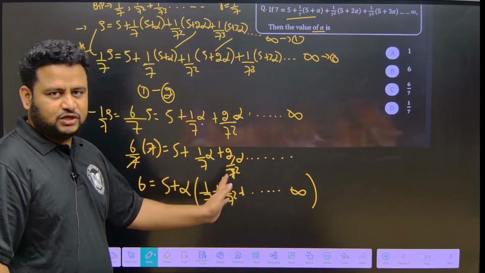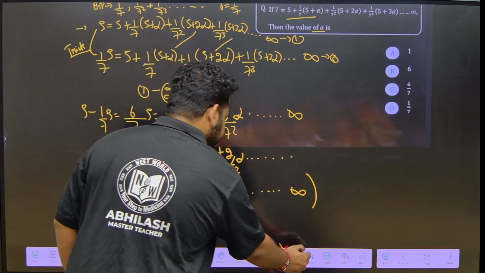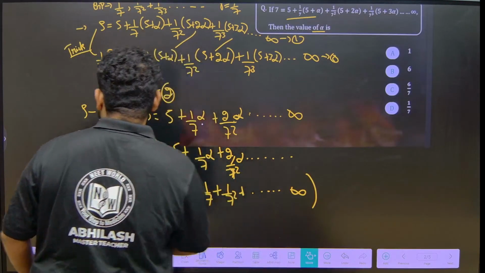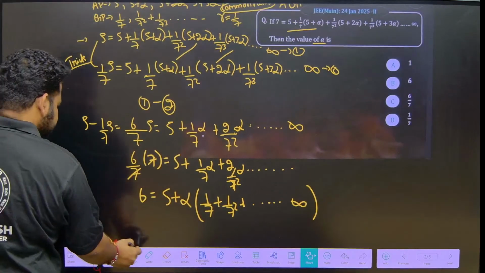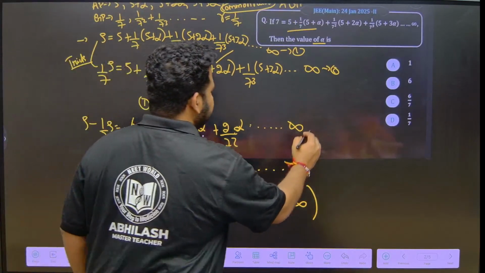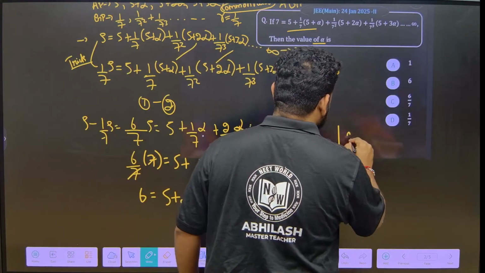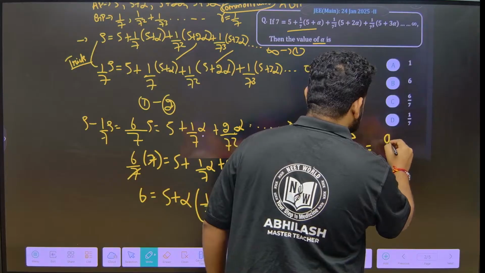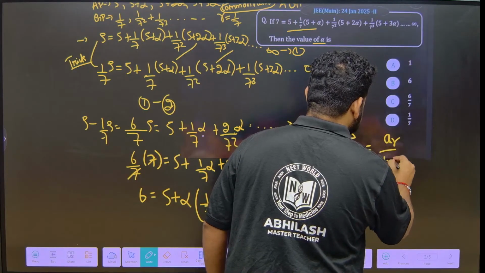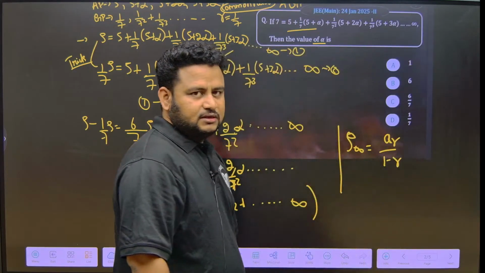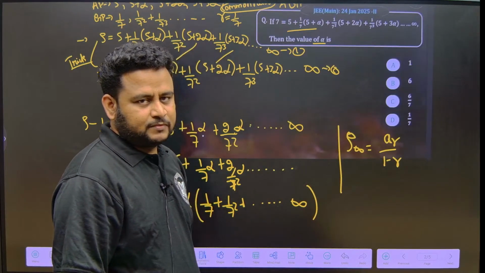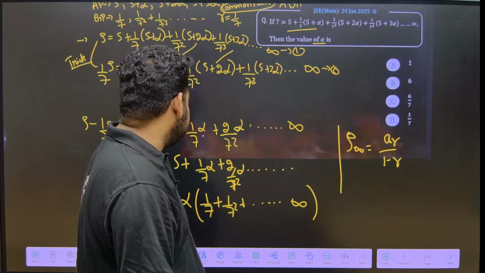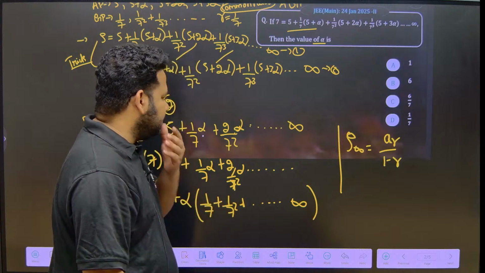Sum of GP up to infinity is given by what? I'll write the formula here. Sum of GP up to infinity is given by AR by 1 minus R. Okay, it is given by AR by 1 minus R, that is A by 1 minus R.